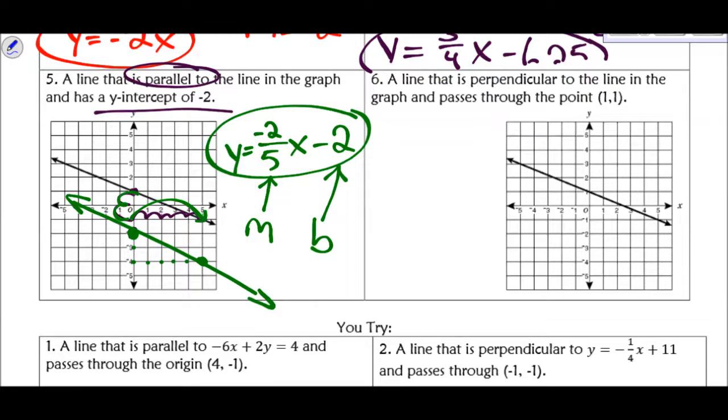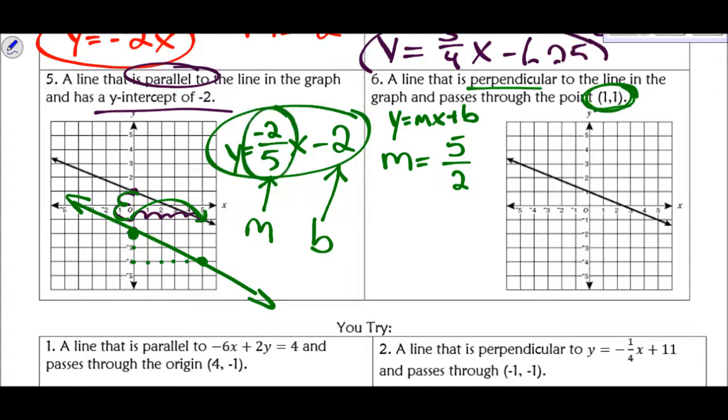Next one says a line that's perpendicular to that line, and it passes through the point 1, 1. So there's a bunch of different ways, again, that you could do this. You could use the equation y equals mx plus b, and plug in that as the x and y, and plug in our new slope, which is going to be 5 over 2. It's the same line as the previous question, so I see that's my original slope. I have a perpendicular line, so it's going to be the opposite reciprocal of that. I flip the fraction, change the sign. I flip it to 5 over 2, and change it to positive. You could plug it into this.